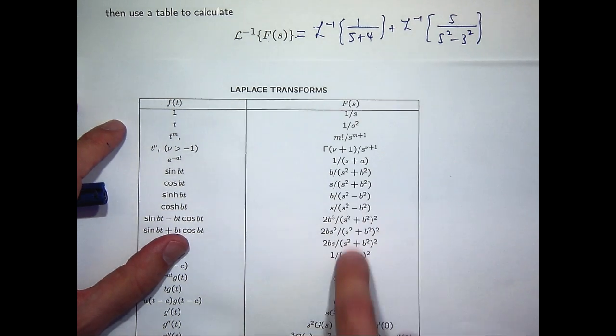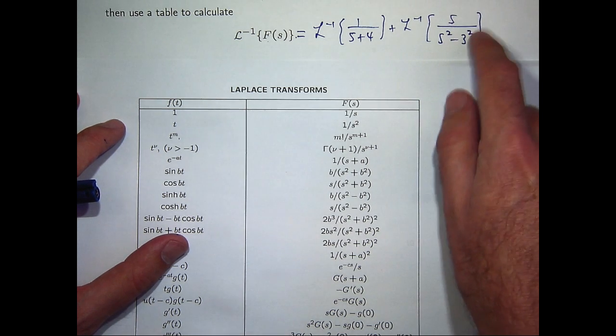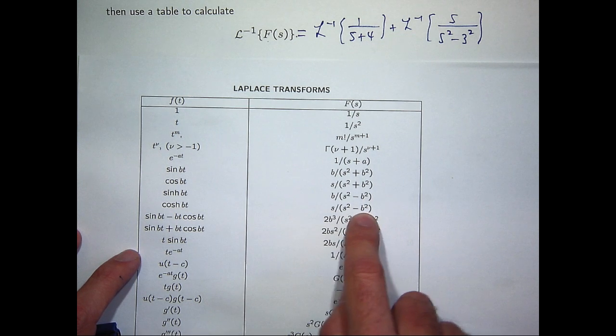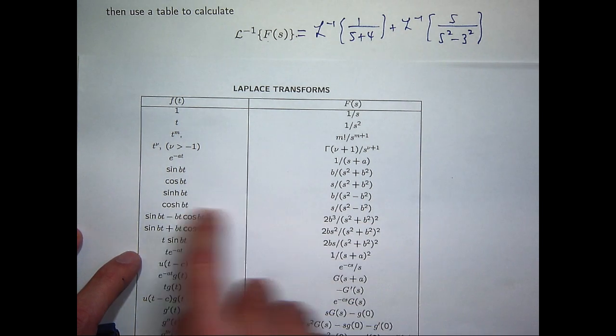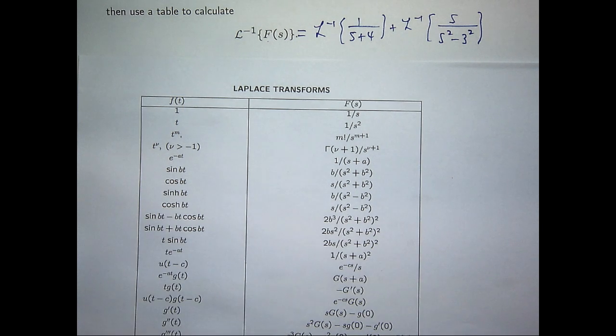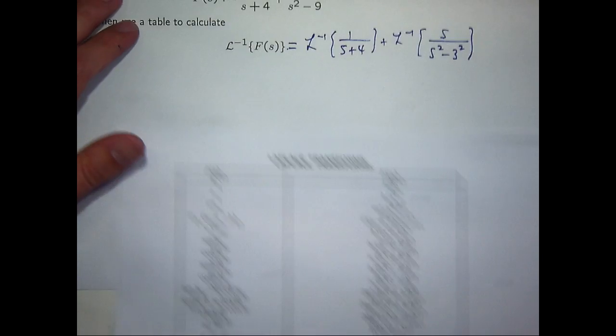Okay, so let's move on to that one. I want to look down the table to find something like s on s squared minus 3 squared. Yes, so if I look down here, I see something like that. b is going to be 3. So I look across. The inverse transform of that is going to be cosh of 3t.